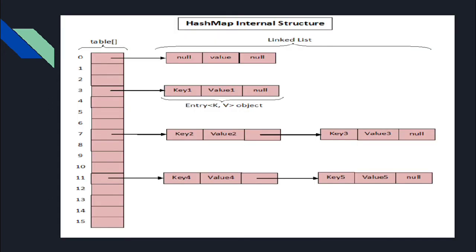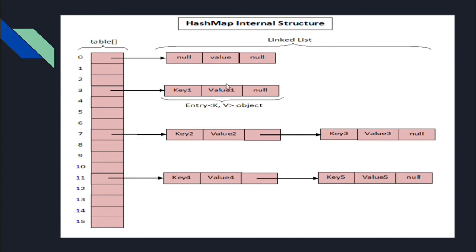For example, if I pass null, in that case the index comes out to be 0. So at the 0th index I have placed this node where I have null, which represents the key, then the value, and then we have null which signifies that there are no further references from this node. This is a single node, this is not a linked list.